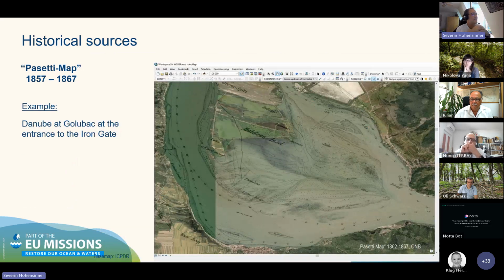Here is a detail from the Danube at the entrance of the Iron Gate at Golubac or Golubat. Sorry, I do not know how to pronounce it correctly. And as you can see here, it fits quite well. Of course, I also used, I guess, 25 reference points to adjust it. But for Hungary and further downstream, it's quite well surveyed and provides a lot of information.